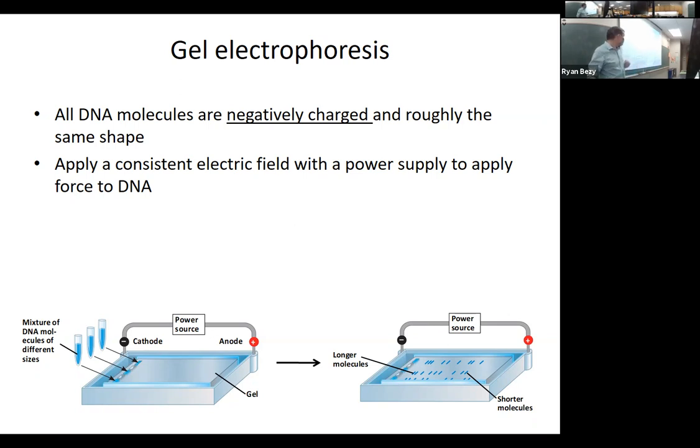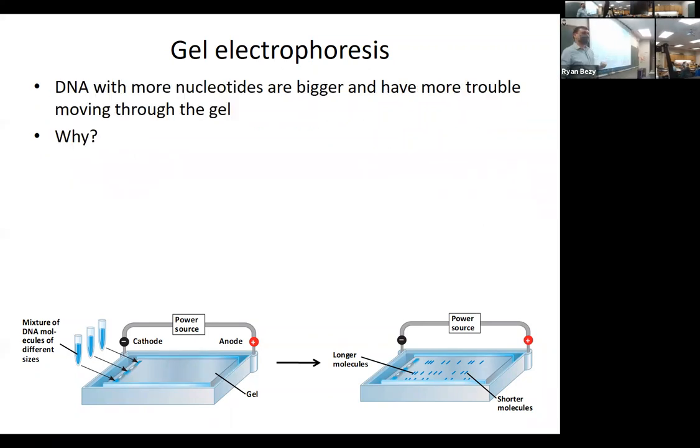So I see on the figure, it says the longer molecules are towards the negative charge. Yep. Wouldn't it be towards the positive charge though, since there's more negative? That is actually a great question, and we're going to cover that in a second. So DNA, and that is right, the longer molecules, DNA with more nucleotides, the bigger ones, are actually going to have more trouble moving through the gel, though.